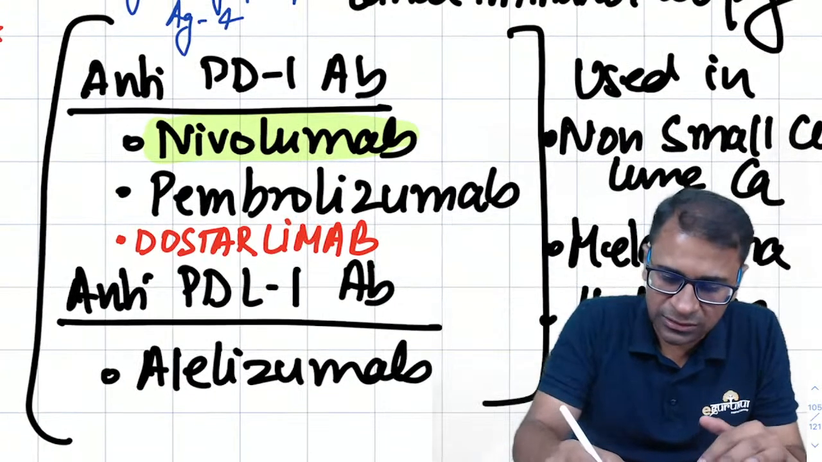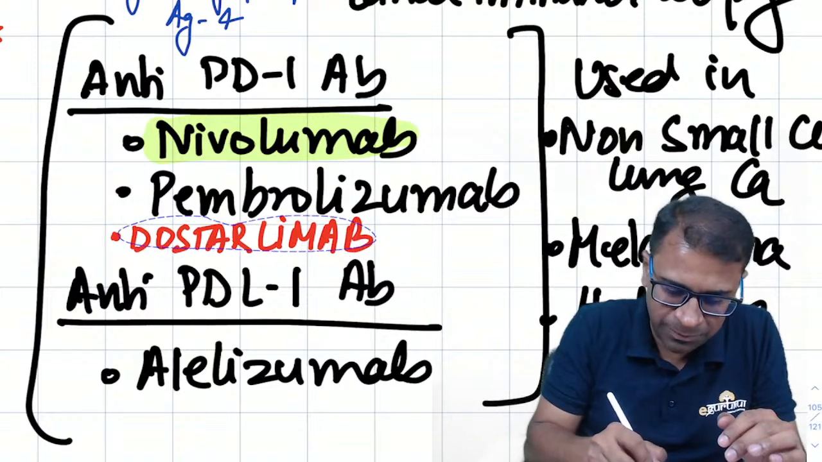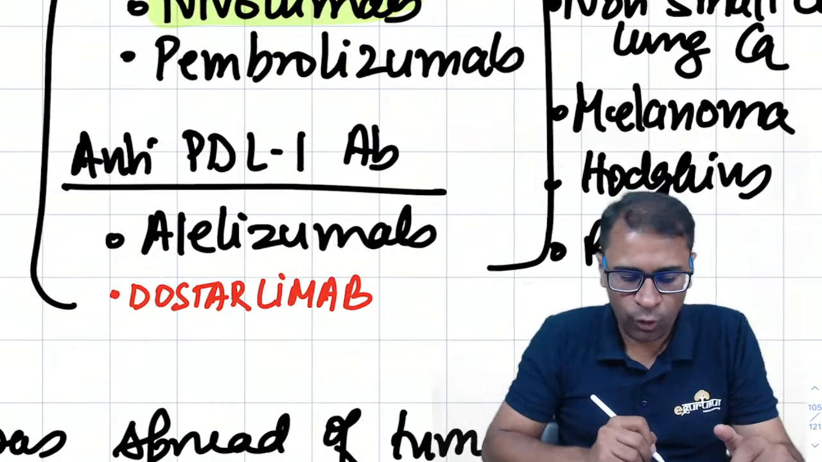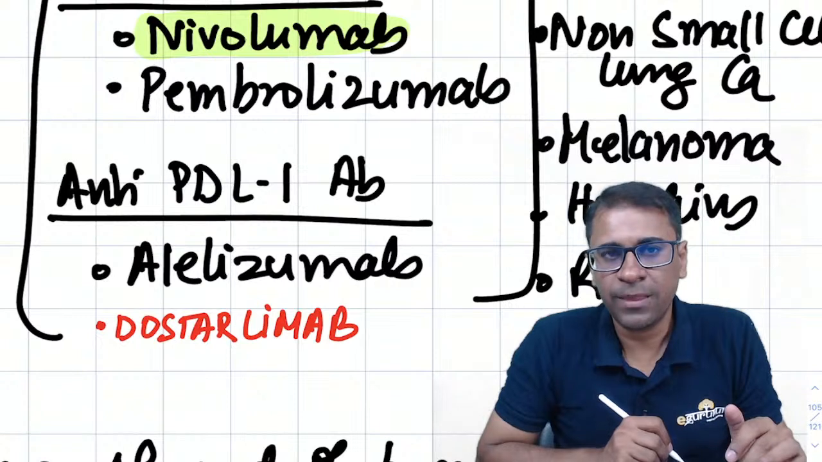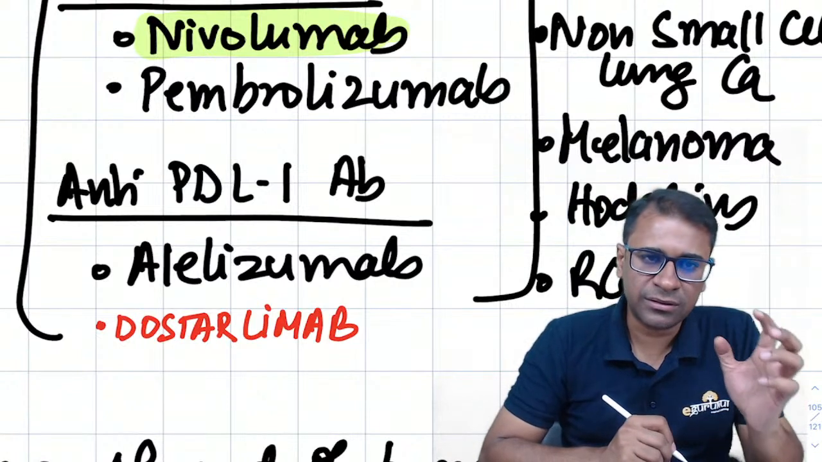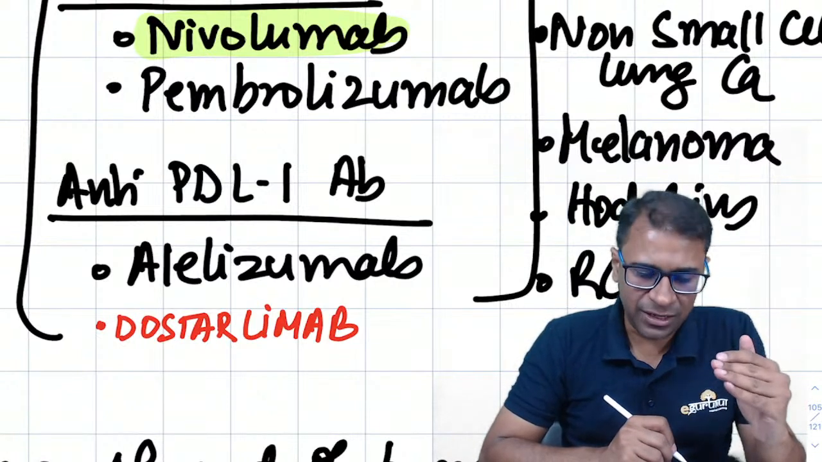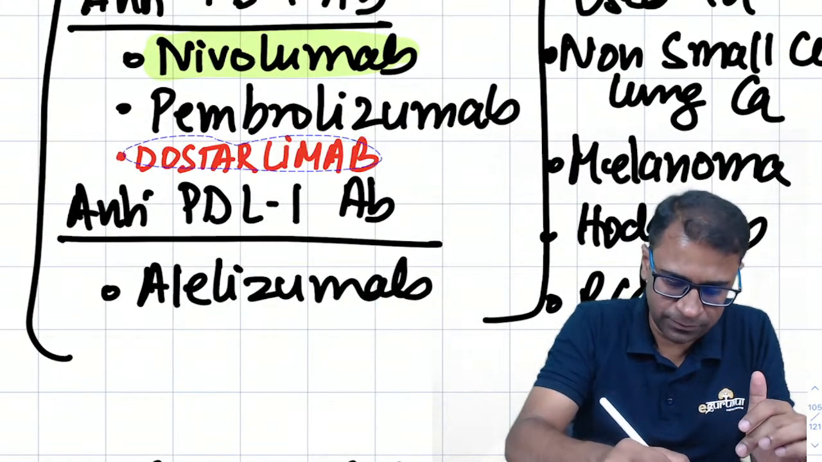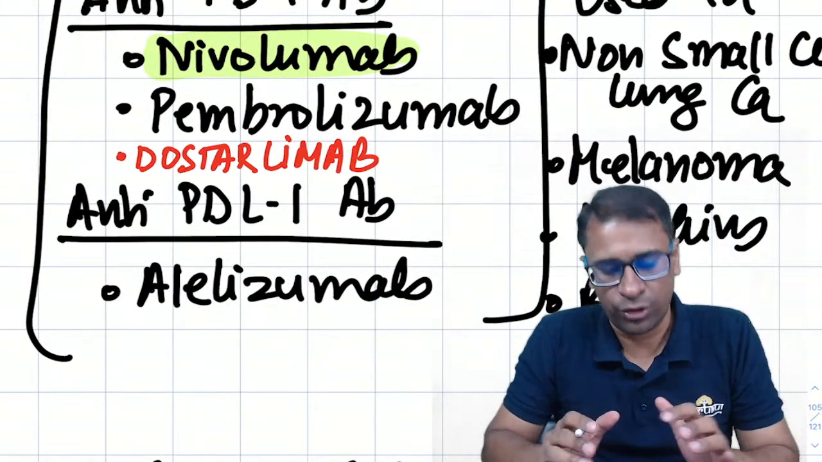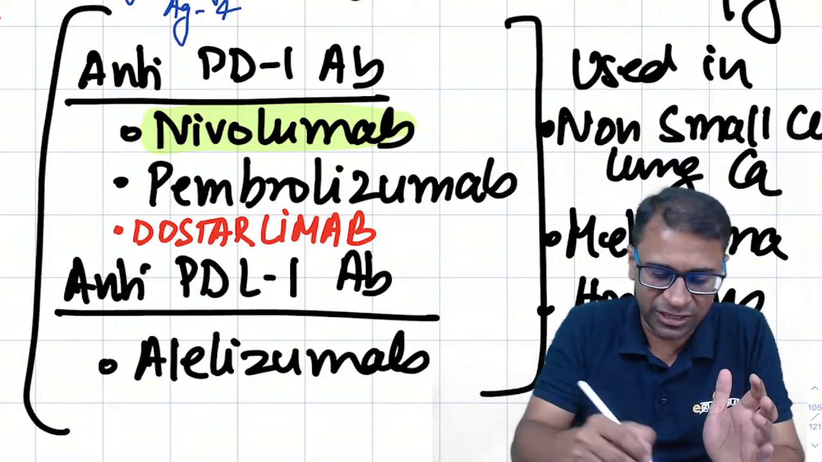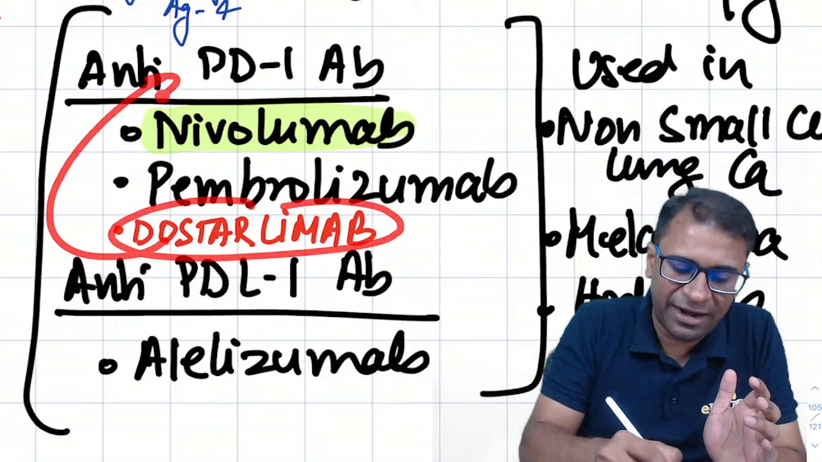Oh, sorry, this last one is PDL1 antibody. This one is PDL1 antibody along with atezolizumab. So this dostarlimab is a PD1, oh, very sorry, is actually a PD1 antibody. I had written it correctly initially. This actually is a PD1 antibody.